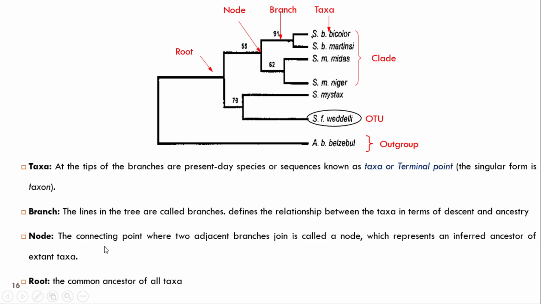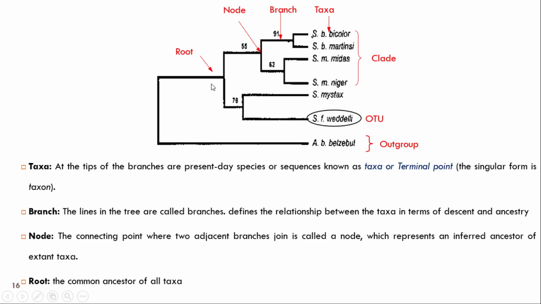Then node. The connective point where two adjacent branches join is called a node. See the branches, this is branch number 1, this is branch number 2. So wherever these two branches, you can take this example SB bicolor and SB martinsi, wherever two branches are joining, that is simply known as a node. Or if you take this branch and this particular branch, this is again a node. So this is a node, this is also a node, this is also a node. Wherever you find two branches joining, that's simply known as a node, and it represents an inferred ancestor of extant taxa.